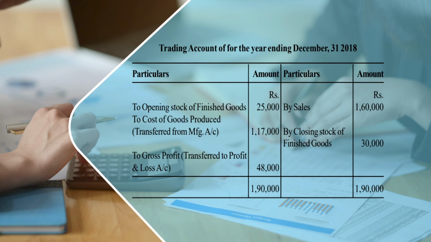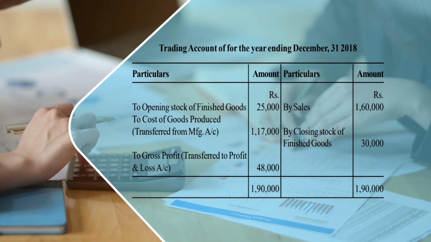So one very important aspect to understand here is that as far as the opening stock of raw material and closing stock of raw material is concerned, opening stock of raw material plus purchases of raw material during the year minus closing stock of raw material, this is what we use while calculating the cost of raw material consumed. So this cost of raw material consumed is shown in the manufacturing account.